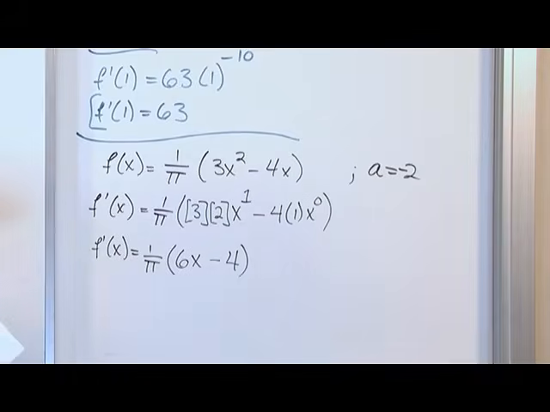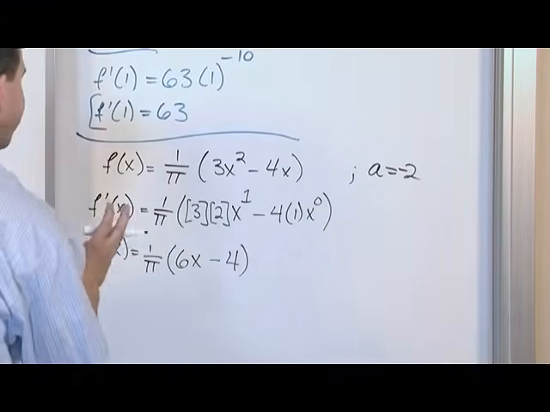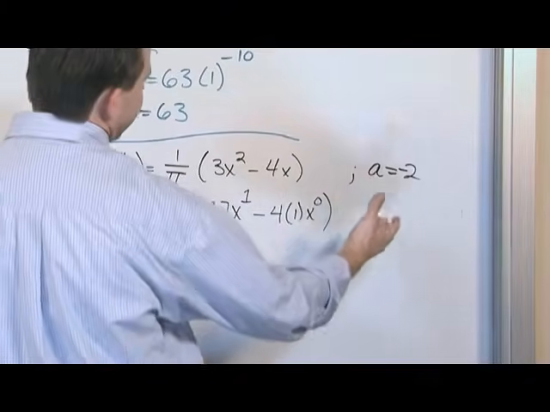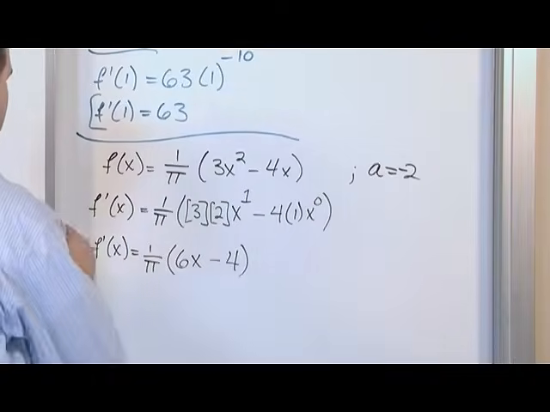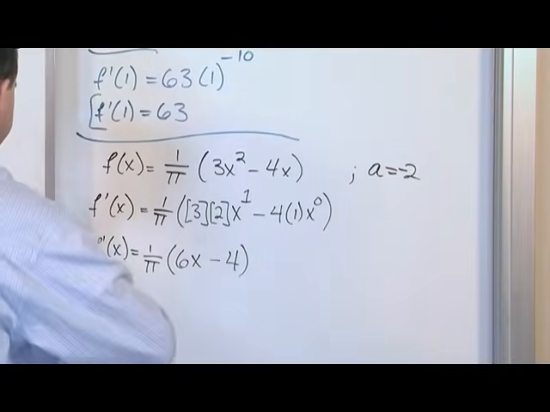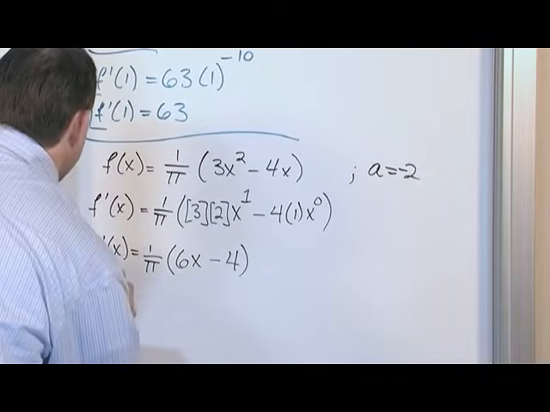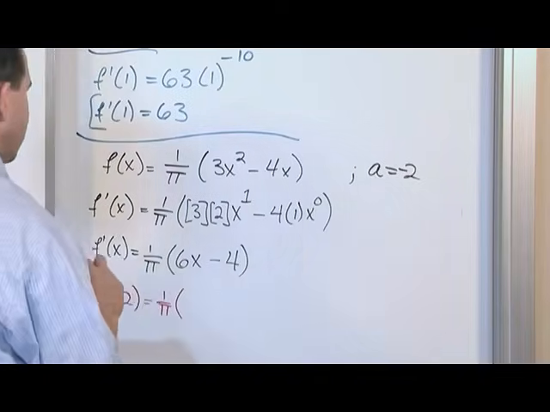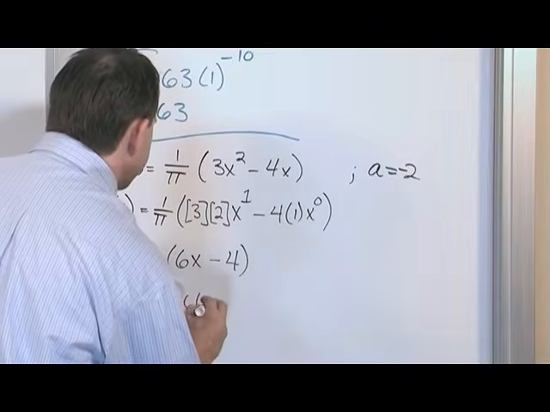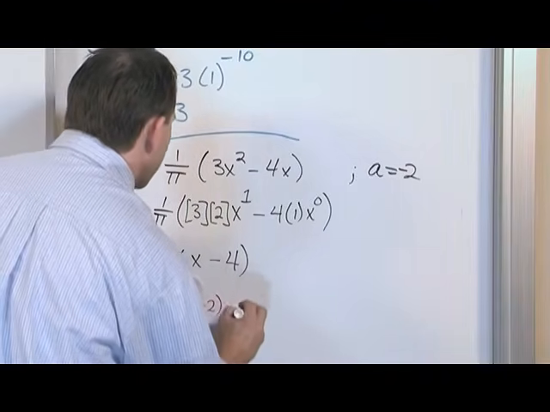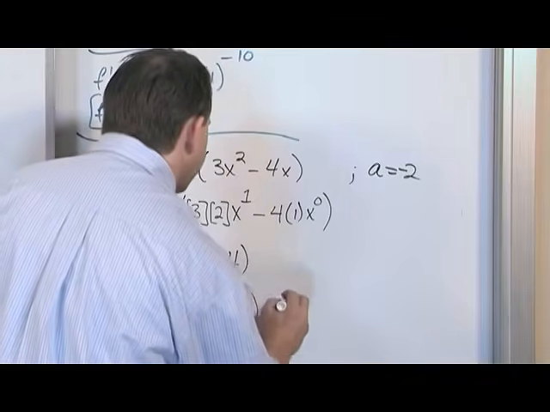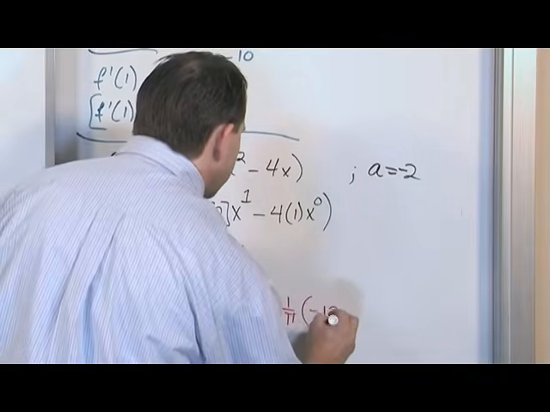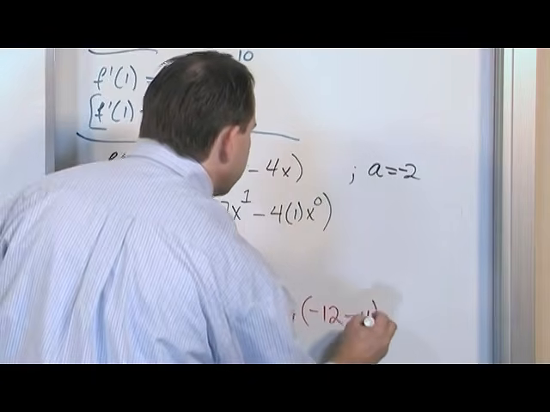Okay? And so all I need to do at this point, this is the derivative that expresses the slope of my original function at any value I want, but I'm interested in x is equal, or in this case I just labeled it a is equal to negative 2. So I just put that in there. I'll switch colors for that, and I'll say f prime at negative 2 is equal to 1 over pi times, we'll do 6 times negative 2 minus 4, which is equal to 1 over pi times, what is 6 times negative 2? That's negative 12 minus 4, like this.